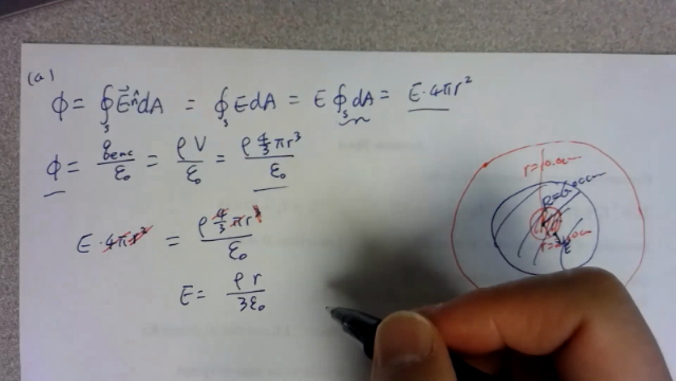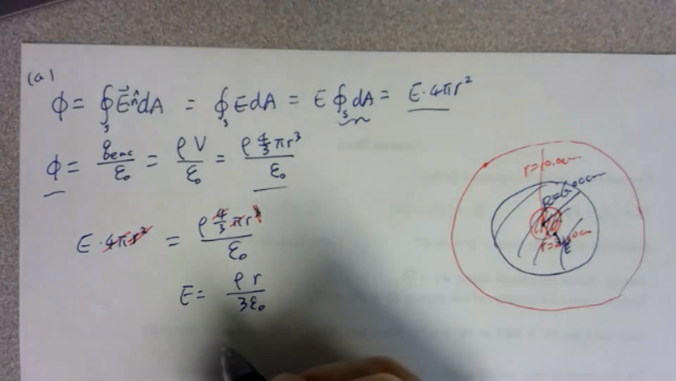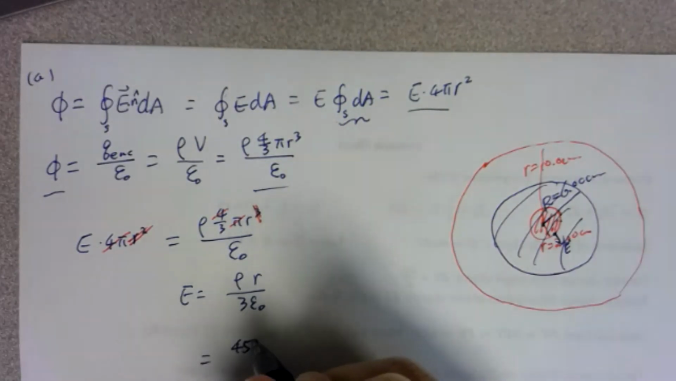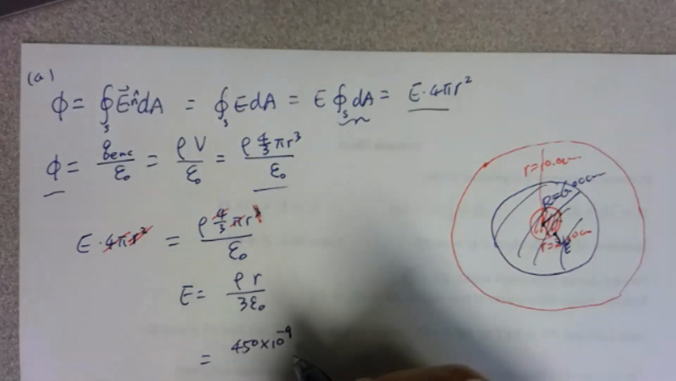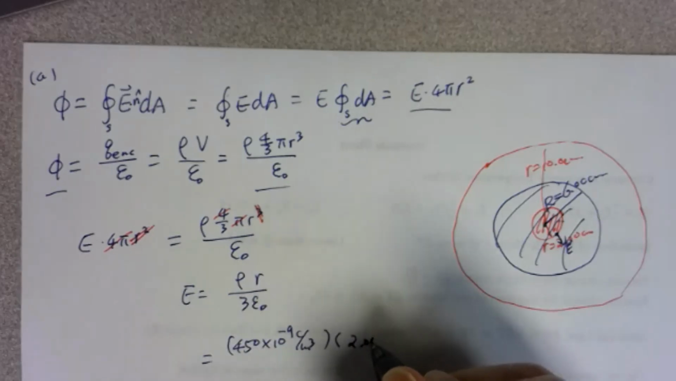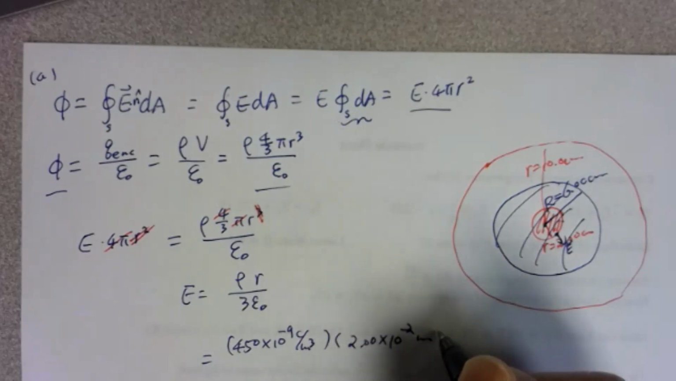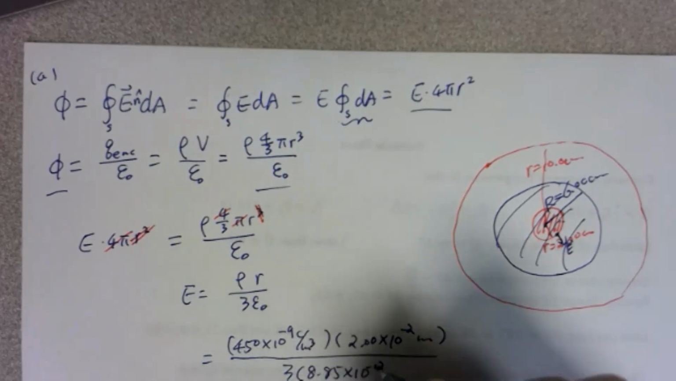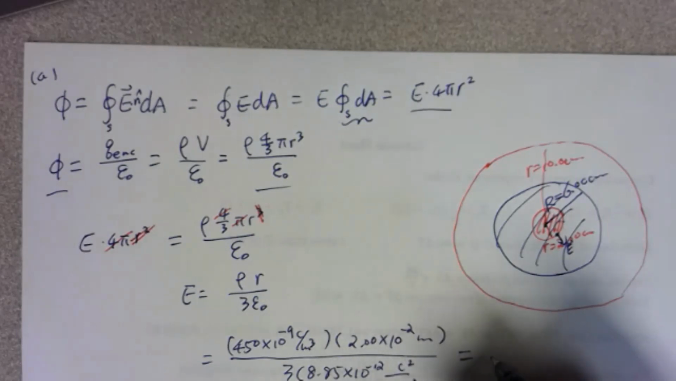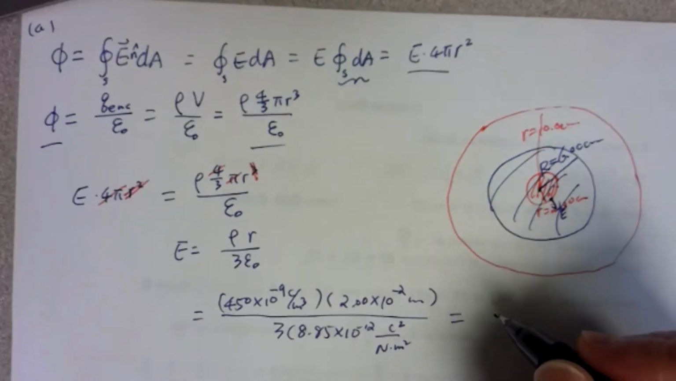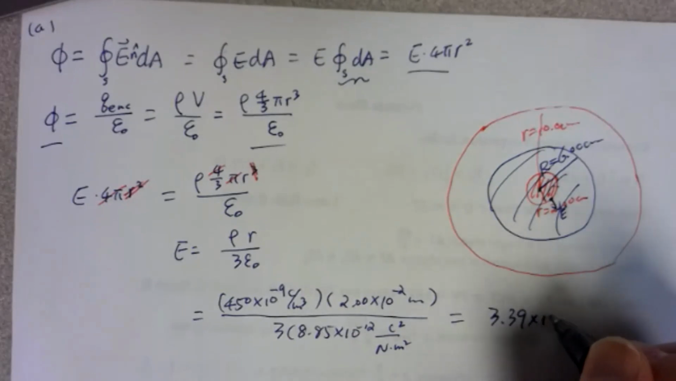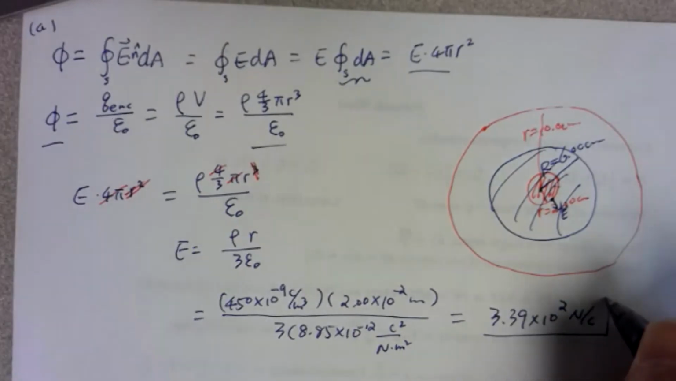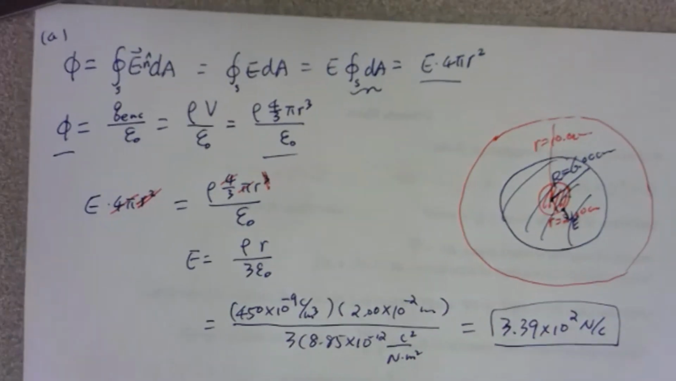Then you can plug in your numbers: 450 times 10 to the minus 9 coulombs per meter cubed, and the radius of 2.00 centimeters, so 10 to the minus 2 meters, over 3 times 8.85 times 10 to the minus 12 C squared over N times meter squared. That gives you an electric field of 3.39 times 10 to the second. Okay, so that's your answer for A.